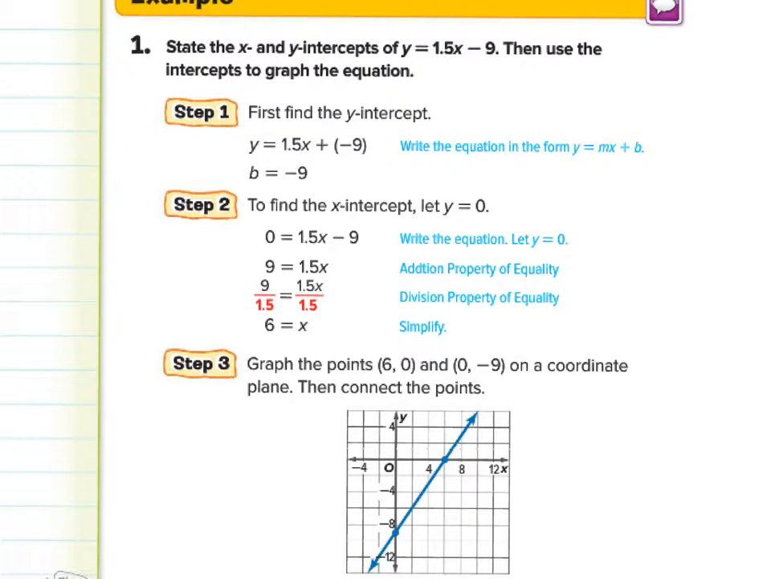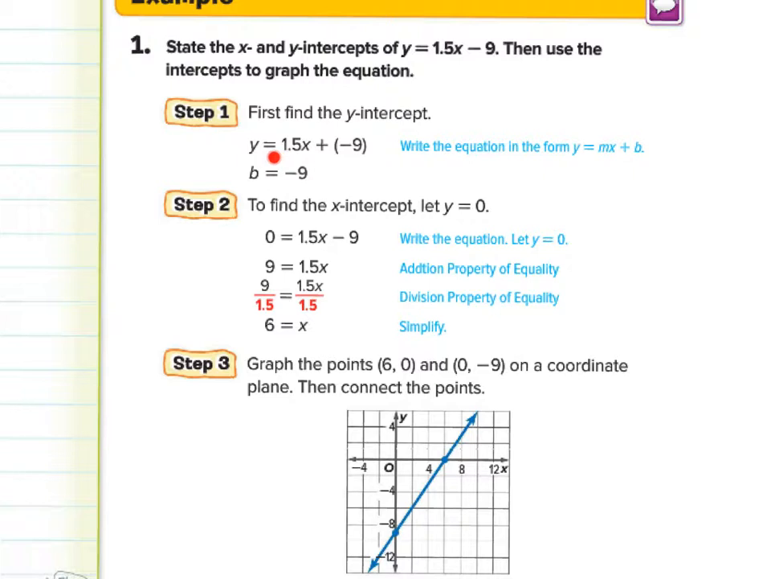Okay, so state the x and y-intercepts of y equals 1.5x minus 9. So this is slope-intercept form as we know it. Then use the intercepts to graph the equation. As we already know, when we look at this equation, y equals 1.5x plus negative 9. This is written as slope-intercept, right? We just said plus negative 9. Let's let y be 0. So write the equation in the form y equals mx plus b. That's why we wrote plus and put the negative 9 in parentheses.